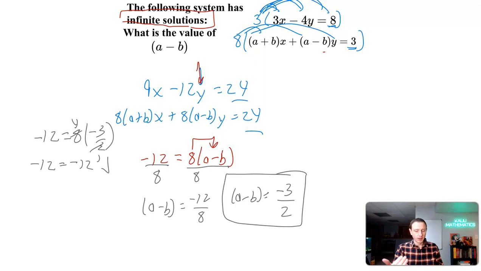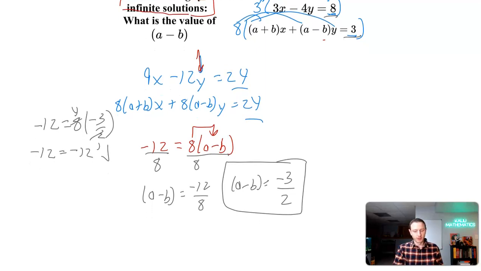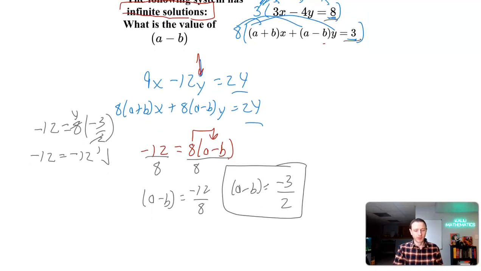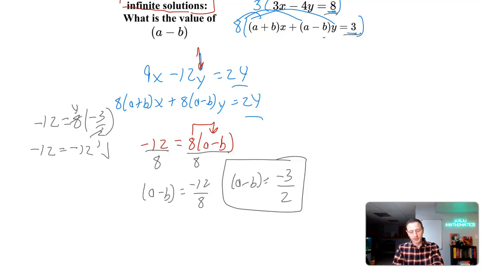So then I figured out what a minus b has to be equal to, because we made these two terms the same. That's my strategy of going about this. If you have a different strategy, please let me know. It's not asking for a minus or a plus b, so I'll just leave it with a minus b.